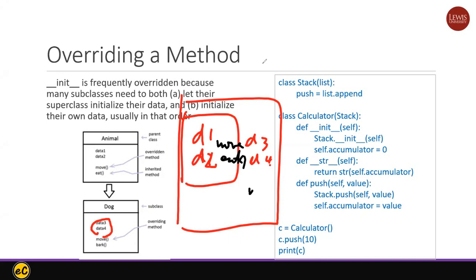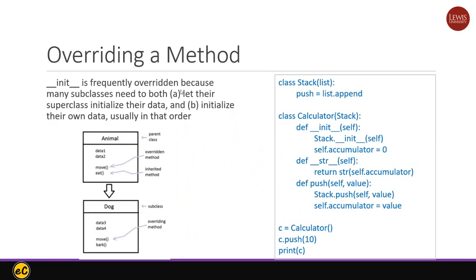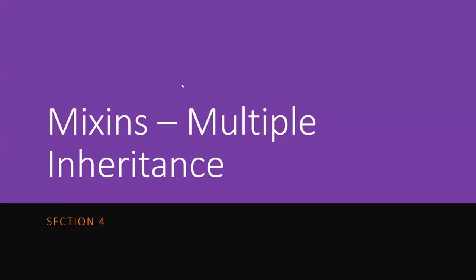Here your dog also has redefined the move and eat. So when you use a dog, you will use the move and eat here. But if you use animal, you will use these two. Sometimes your dog's move can call your parent class move function. So this is the relationship of the overridden function.